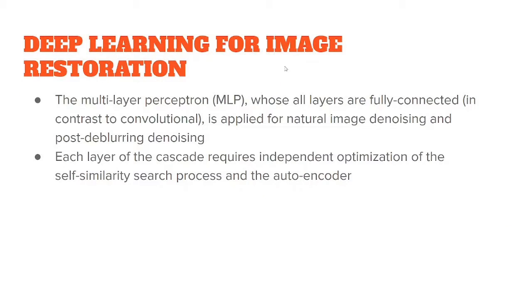Here, deep learning for image restoration. The multi-layer perceptron, whose layers are all fully connected, is applied for natural image denoising and post deep learning denoising. And here each layer of the cascade requires independent optimization of the self similarity search process and the autoencoder.